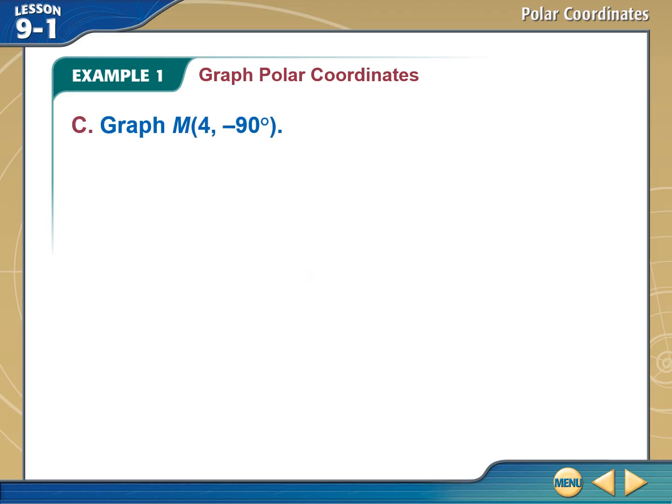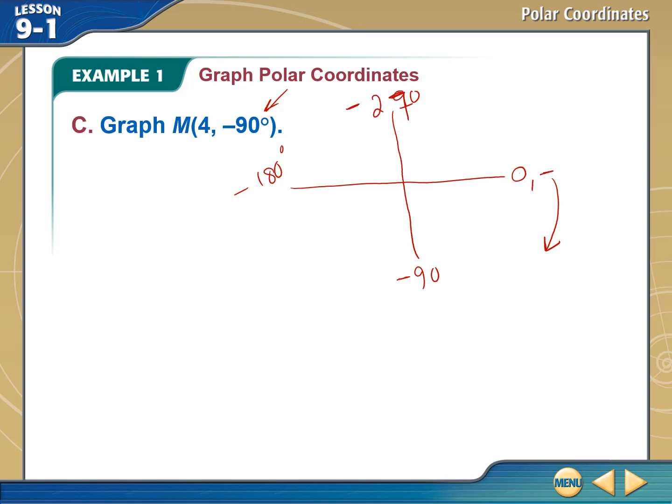Okay, next question, 4 and negative 90. Now the theta is 90 degrees with the negative sign. So we know that positive 90 is on the top here. But I need the negative 90. It means I have to go in the clockwise direction. So this is minus 90 degrees, this is minus 180 degrees, then you will have minus 270 degrees, and then you will come back to minus 360 degrees. So minus 90 degrees means you have it over here.